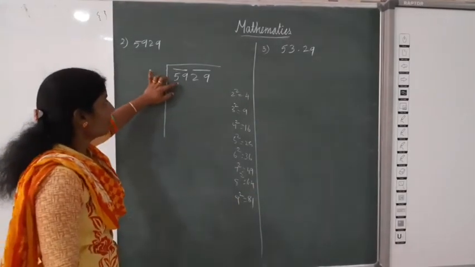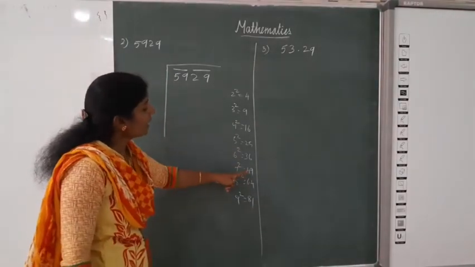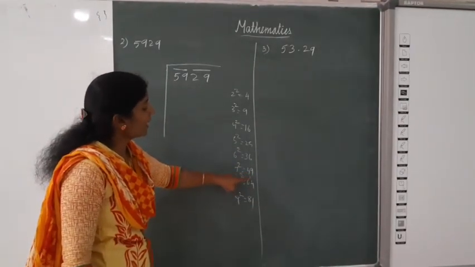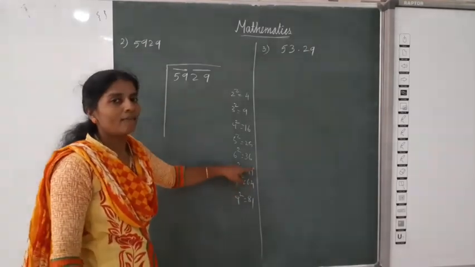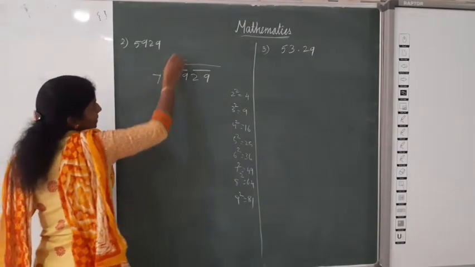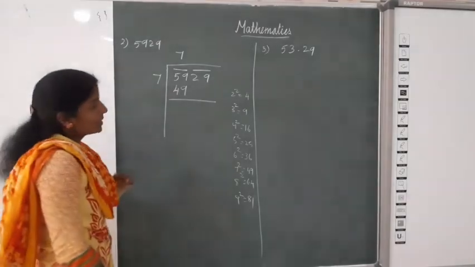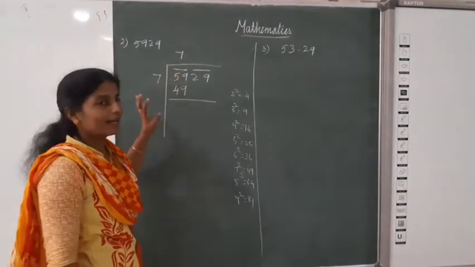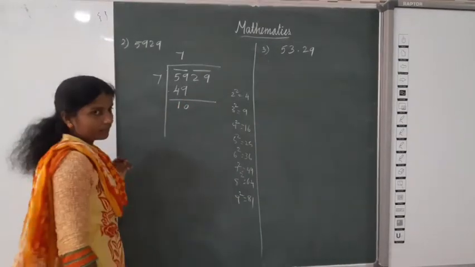Now listen, here 59 is there. Now 59 is in between 49 and 64. In between we have 59, which is bigger than 49. So we can take here 7 times. 7 sevens are 49. Clear? 7 sevens are 49. Now we can subtract: 0, 1.